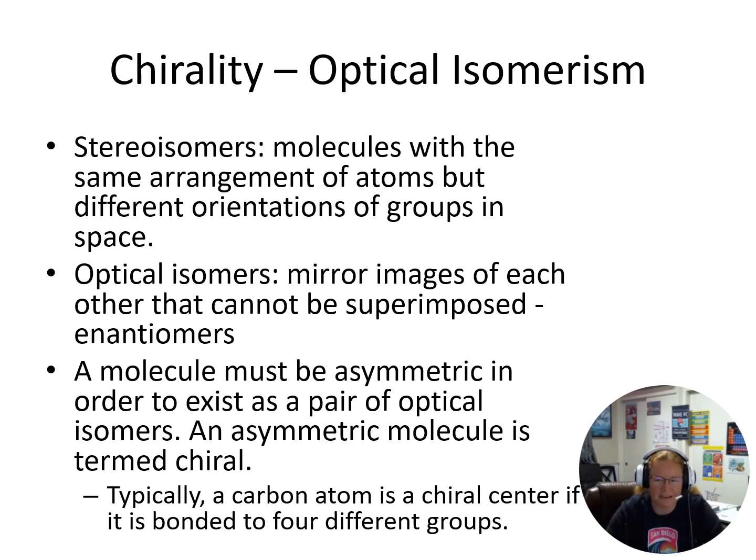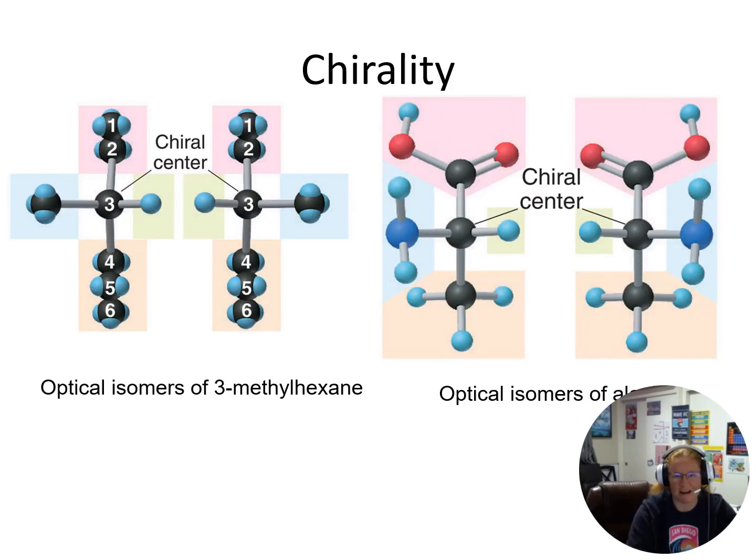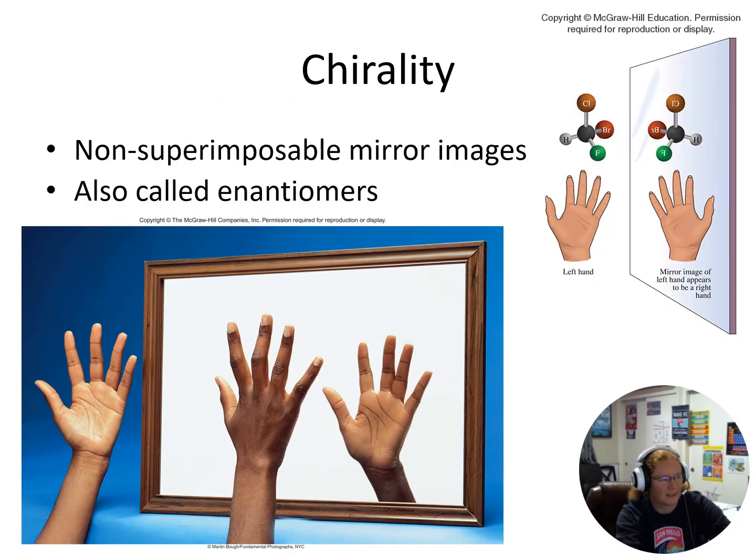If we have this asymmetry, we call it a chiral molecule. And if we have a carbon that is bonded to 4 different groups, we have a chiral center. You can see here I've got optical isomers of 3-methylhexane and alanine. Alanine is one of our amino acids. We have chiral centers on both of those. They are mirror images of each other, but they're non-superimposable on top of each other. Again, your hands: non-superimposable mirror images.